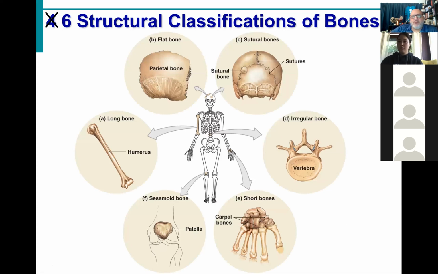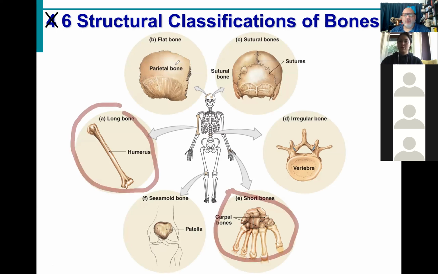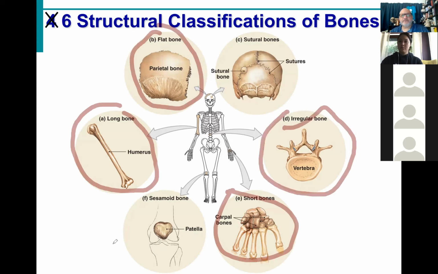So every bone in your body falls into one of these four categories. But as I mentioned, the vast majority of the bones in your body are going to be long, short, flat, or irregular. Collarbone is an example of a flat bone.